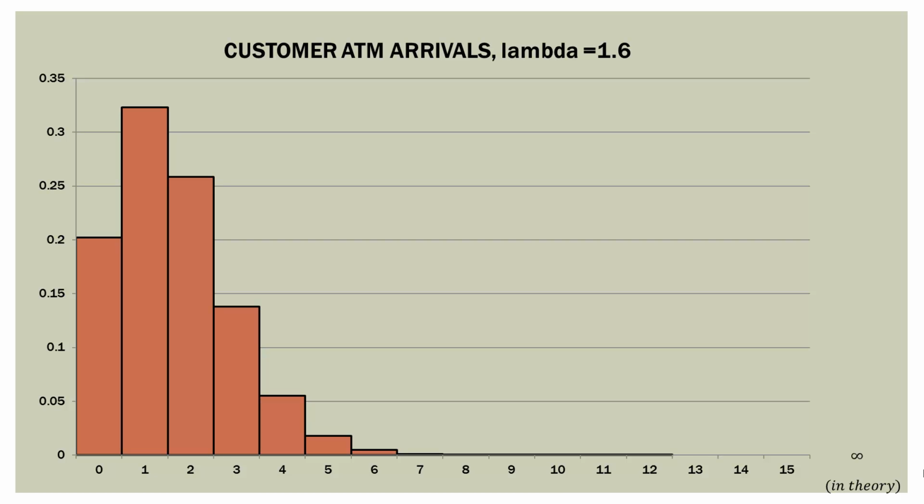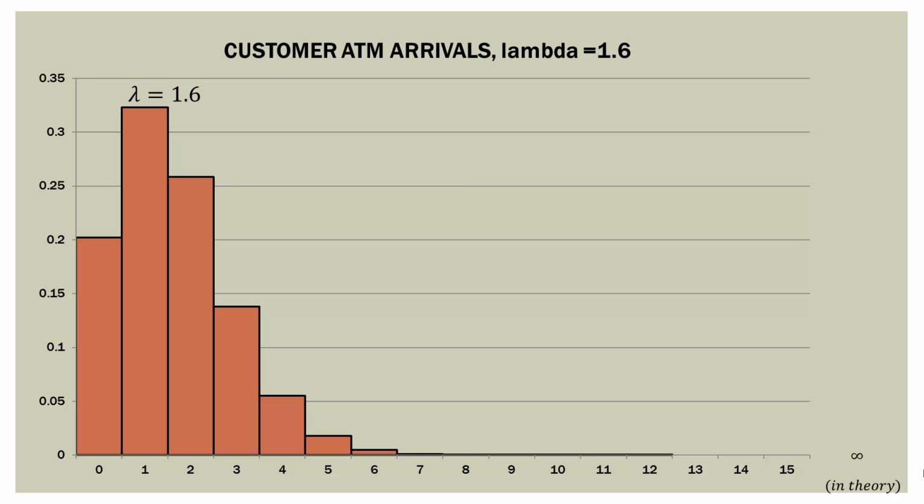Now here is the graph of that distribution. So we have customer ATM arrivals with a lambda of 1.6. So it should make sense that the highest probabilities are around 1 and 2 customers. We expect 1.6 during any 10-minute interval. So you can see the probability of one customer walking up seems to be around 0.32, something like that. The probability of 2 customers walking up during any 10-minute interval is about 0.26 maybe. So that should make sense. Given our lambda, those 2 should be the highest.